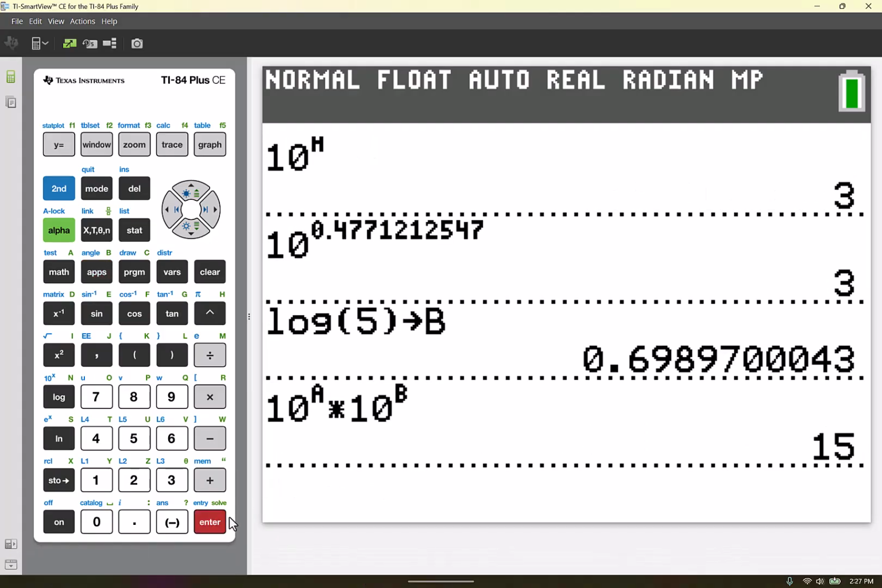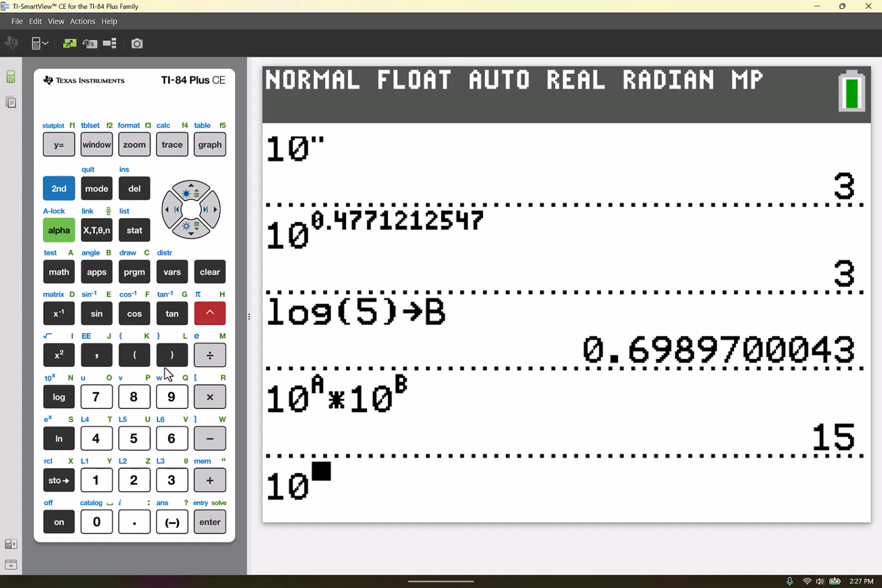Oh my gosh. Can I also do this? Look at this. 10 to the power, and I'm going to put A plus B. And that also better be 15.